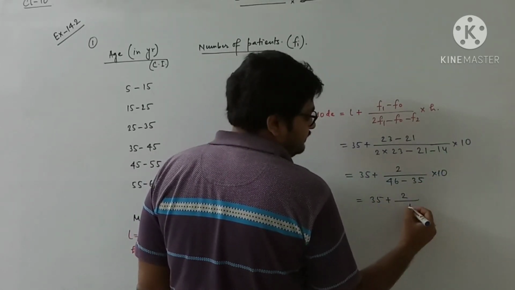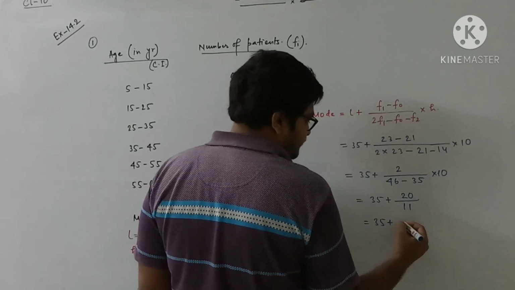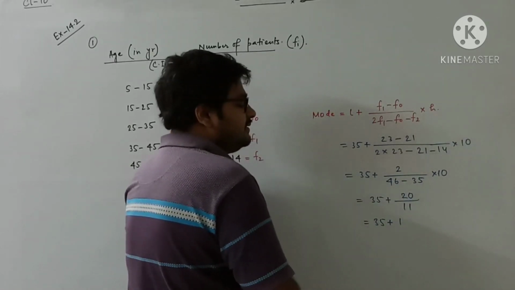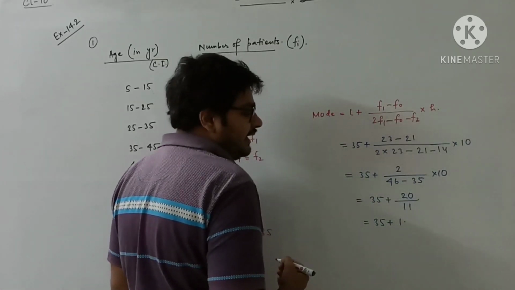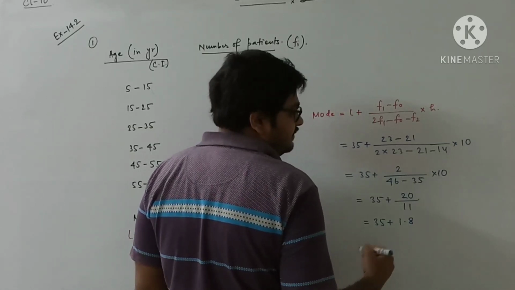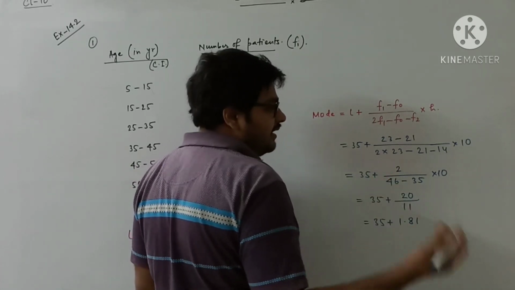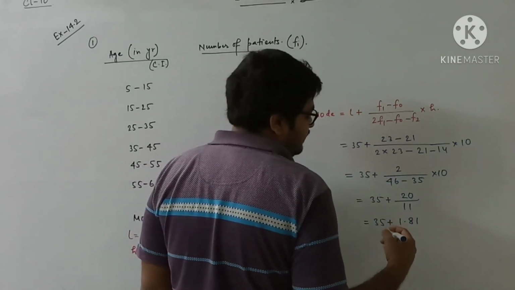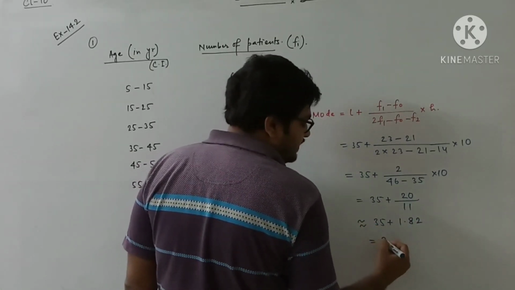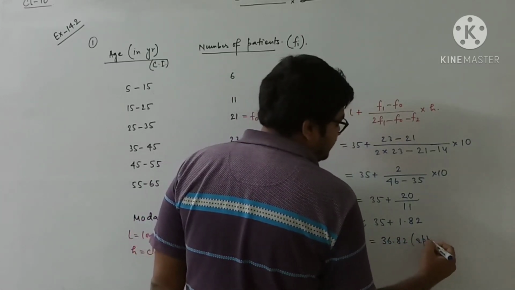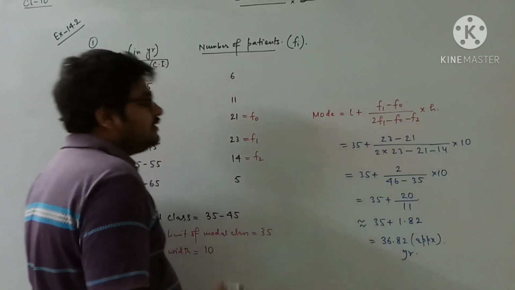That is 11, and then 20. 11 once 11, then 90, 11 eights are 88, then 20, 11 once 11, then again 90 comes, which means approximately 1.82. So if we add it, it comes to 36.82 approximately.